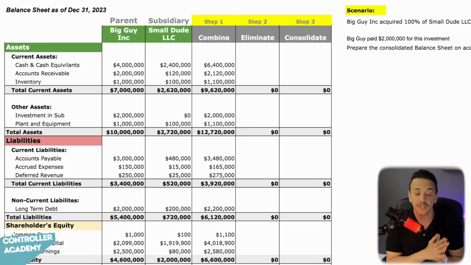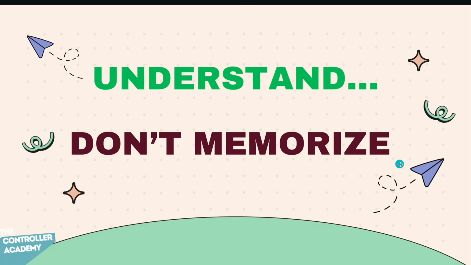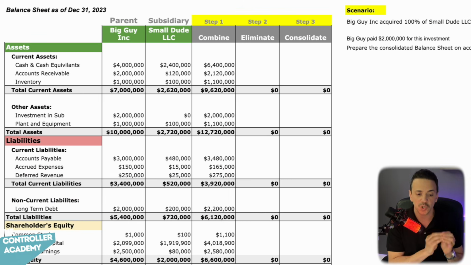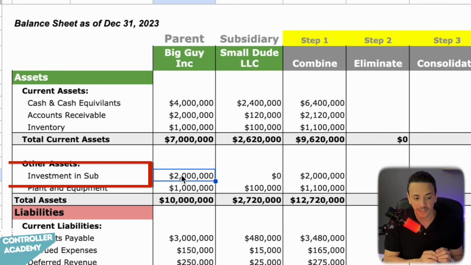Okay, now step number 2 is going to be to eliminate. And this is the point that I want to make here, is that if you understand this concept here, you won't have to memorize what we're doing. So understanding the logic is important here. So what we're going to eliminate here is we're going to eliminate the investment on the asset side from the parent. So if you look here, the parent has an investment in sub $2 million sitting as an asset. We're going to eliminate that.